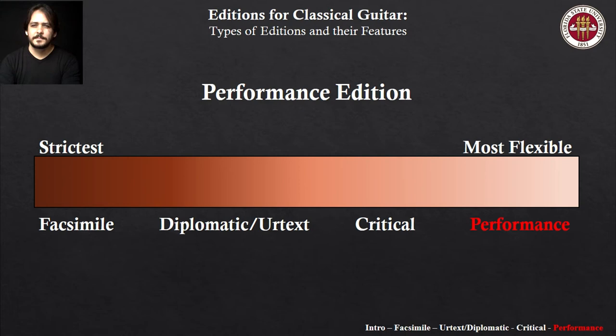The performance edition is the edition with the highest degree of editor mediation. The major problem of this type of edition is that the reader never knows what was written by the composer and which modifications were made by the editor. Here, the editor power is huge, and in many cases, the editor can be considered a kind of second composer.